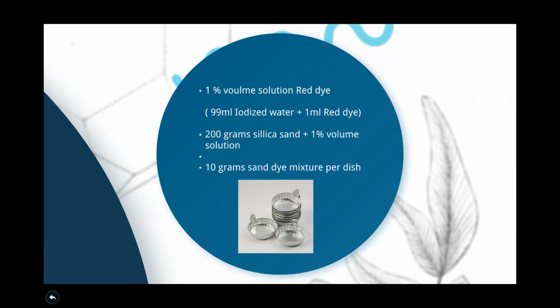We then took 200 grams of silica sand and put in the 1% volume solution, but we didn't totally submerge all of the sand in the solution. We just wet the sand just enough. And after that, we distributed that sand dye mixture, 10 grams each, into every aluminum dish that we had.